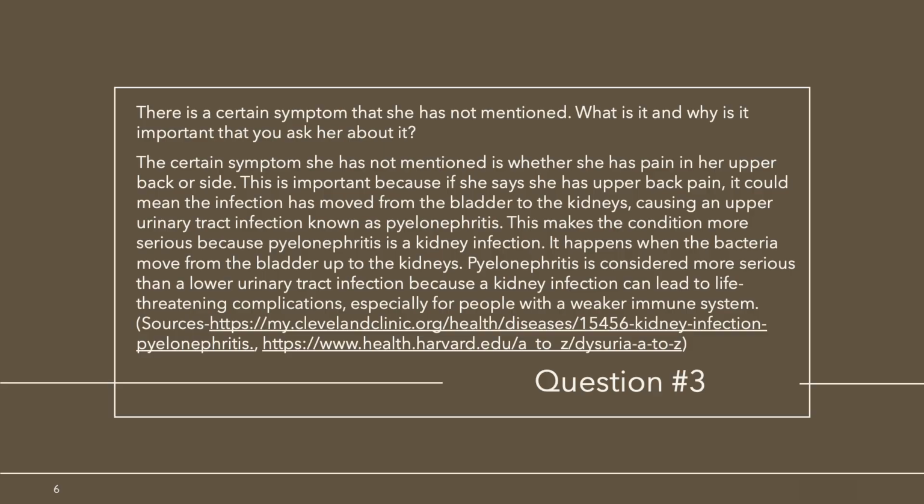It is also considered more serious than a lower urinary tract infection because a kidney infection can lead to life-threatening complications, especially for people with a weaker immune system. This is why asking about upper back or side pain is important, because it helps tell us the difference between a simple bladder infection and a more serious kidney infection.